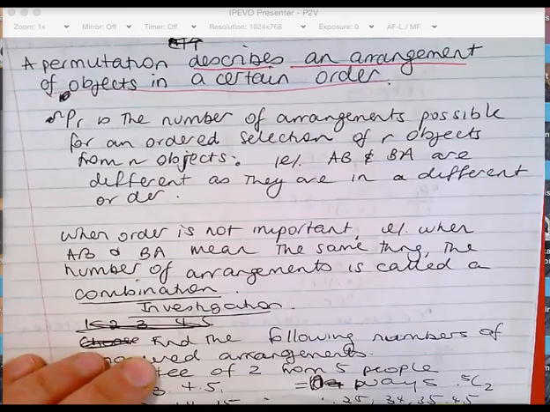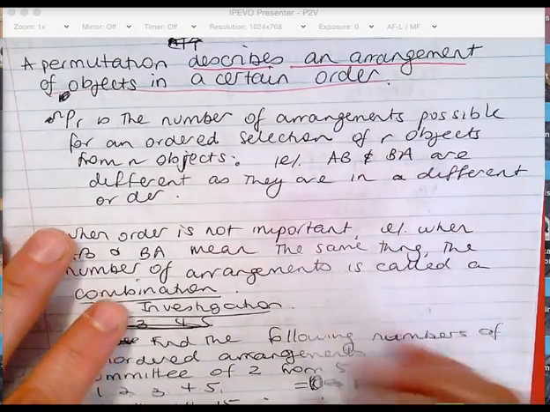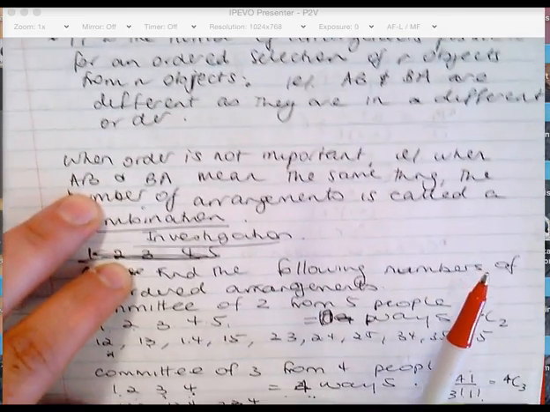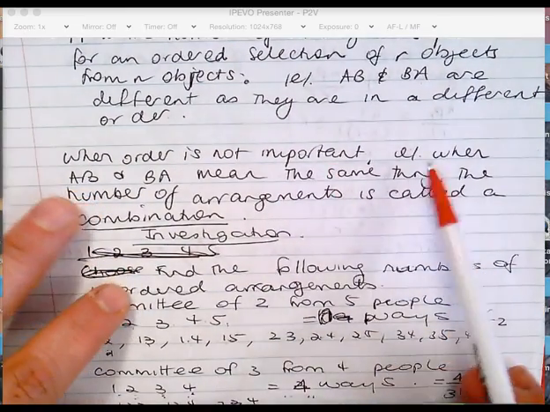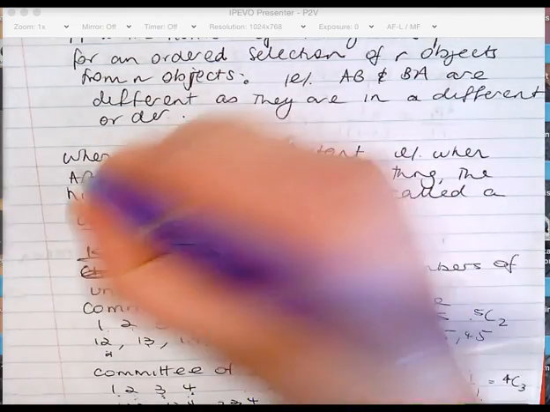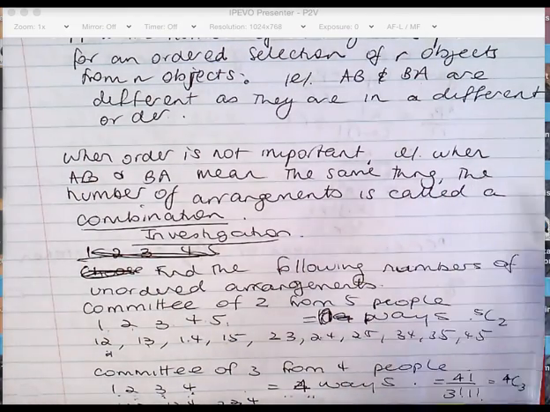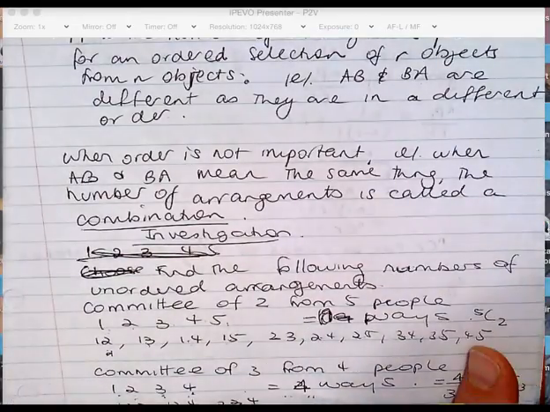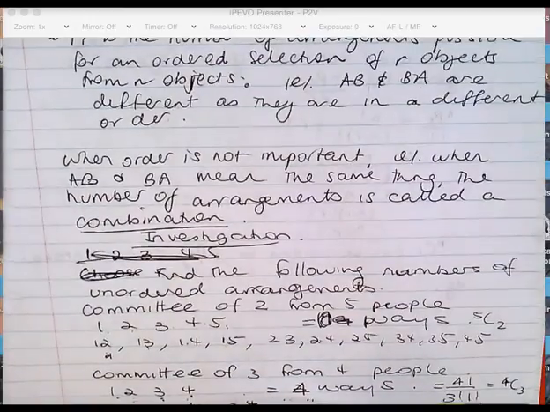Okay, same thing. Now, what we're doing today is when order is not important. That is, AB and BA are different when they are in a different order. But when order is not important, that is, when AB and BA mean the same thing, the number of arrangements is called a combination.